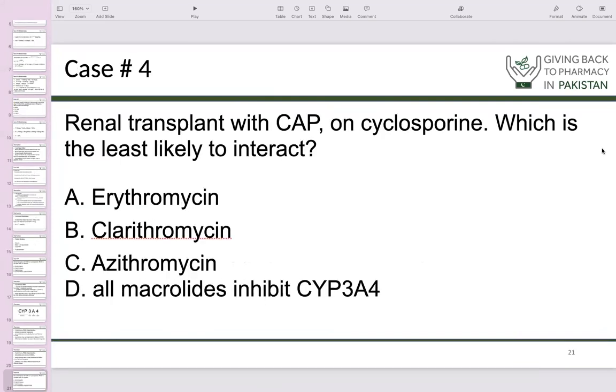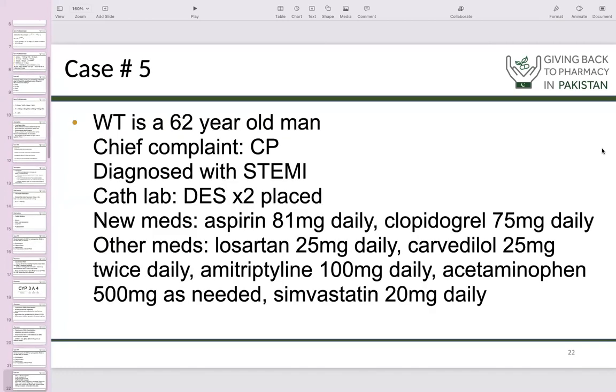So for the renal transplant patient with CAP on cyclosporin, which is least likely to interact, the answer is C, azithromycin. Erythromycin and clarithromycin are strong inhibitors of CYP3A4, while azithromycin is different among this class. It is not a substrate, and it does not inhibit CYP3A4 strongly. So it can be safely given with cyclosporin without altering the levels of cyclosporin.